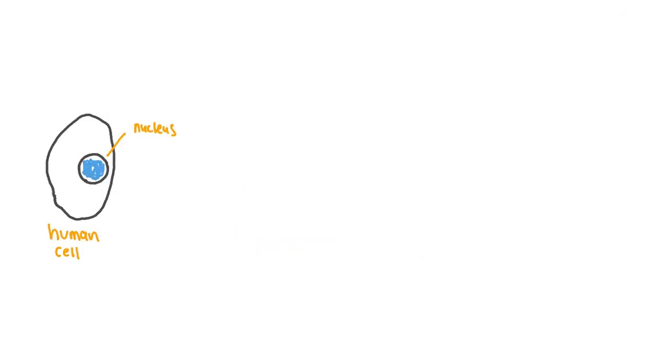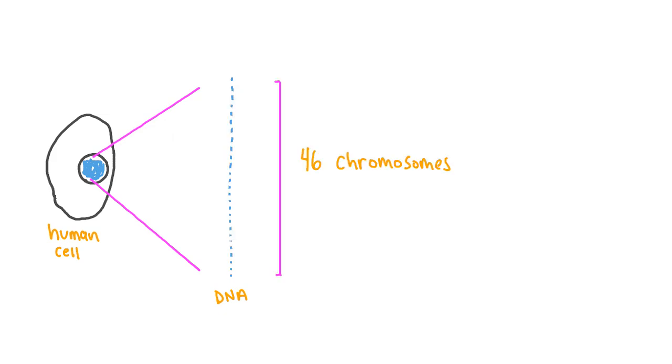We can find our DNA in the nucleus of most of our cells. We have a lot of it. If we were to take out all the DNA from the nucleus and line it up, we would get about 2 meters worth of DNA in a single human cell. This DNA isn't one continuous molecule. Instead, we have 46 molecules of DNA inside our cells that we call chromosomes.